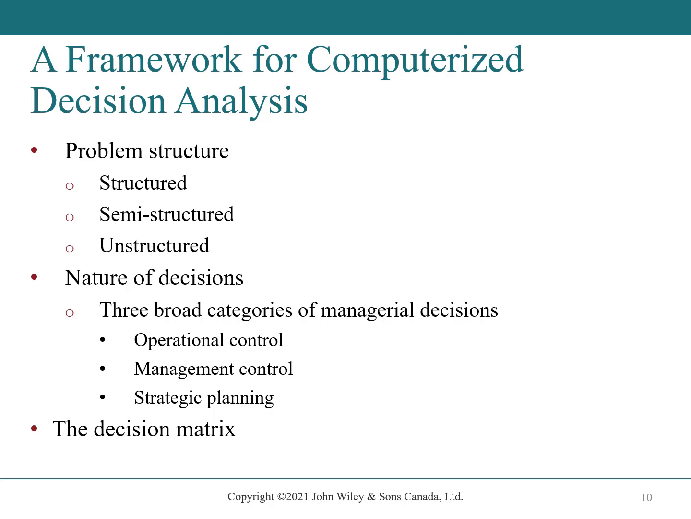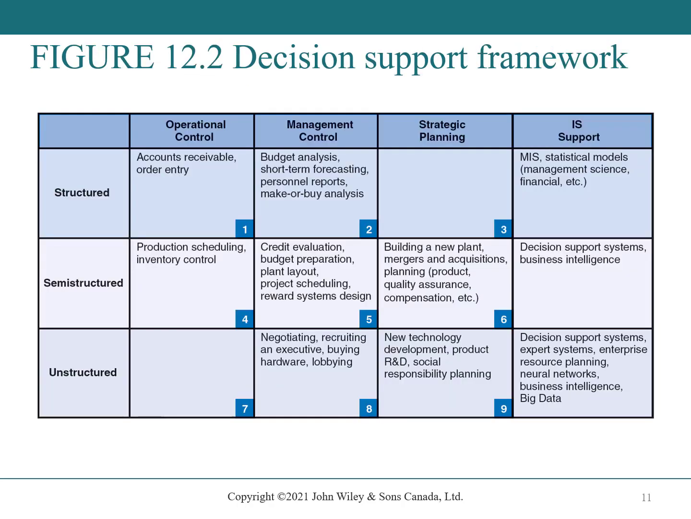Operational control is executing specific tasks efficiently and effectively. Management control is acquiring and using resources efficiently in accomplishing organizational goals. And strategic planning is the long-range goals and policies for growth and resource allocation. Figure 12.2, Decision Support Framework. We have structured, semi-structured, and unstructured, and operational control, management control, strategic planning. And the fourth column is IS/CE support, which demonstrates the sort of support that could be expected in each kind of decision in the matrix.